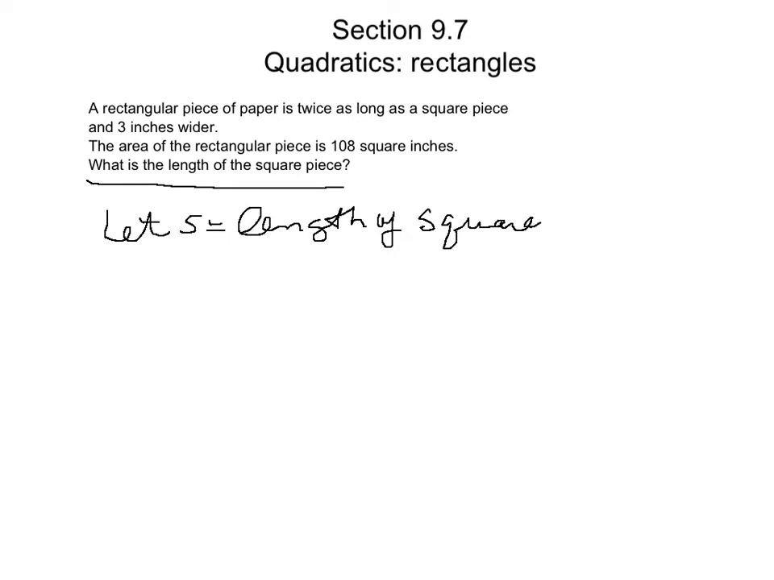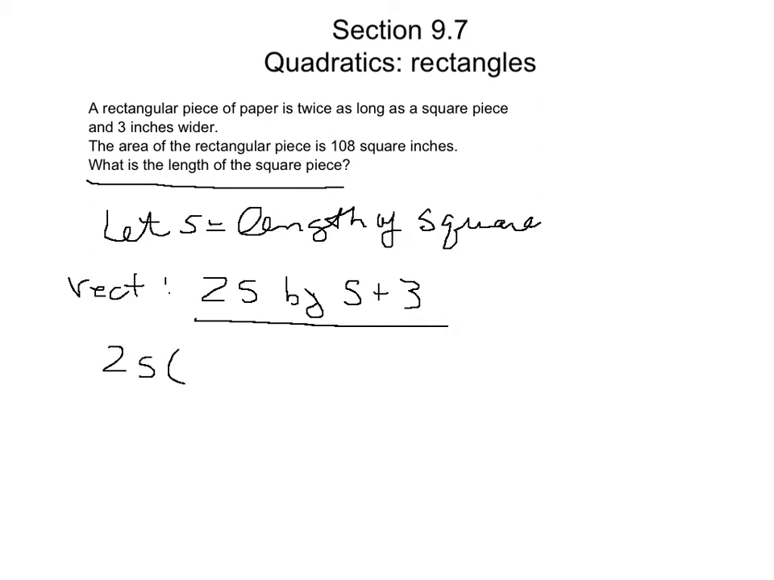So now we have a rectangle. And what we have to recognize is what its dimensions are. So it's twice as long as the square piece. So that means for the rectangle, the length is 2S. And it's 3 inches wider, so S plus 3. And those are the dimensions of the rectangle, and that is very important. Now we're told that the area of the rectangle is 108. So area of a rectangle is length times width. So 2S times S plus 3 has to equal 108.